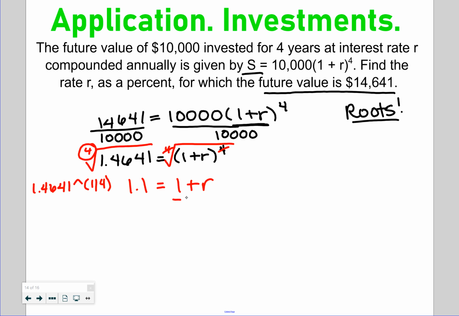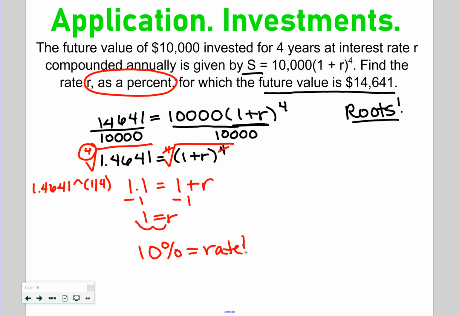To finish solving now, I'm just going to subtract 1 on each side, so I get 0.1 equals R. Now our answer needs to be R as a percent, so we need to take our decimal and write it as a percentage. To write a decimal as a percentage, you just move the decimal place 2 spaces to the right. So this is 10% is my interest rate. That will give me that future value.